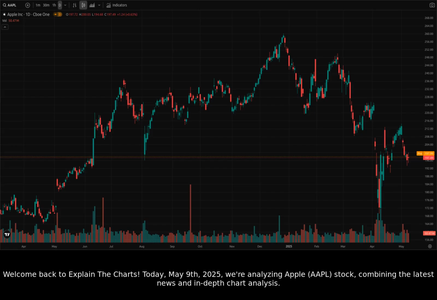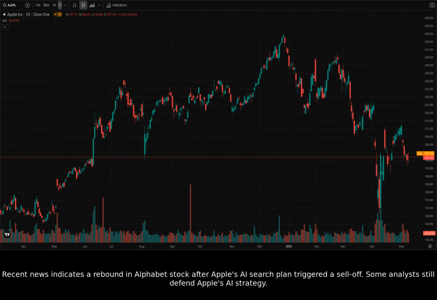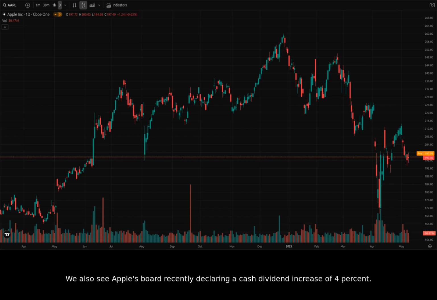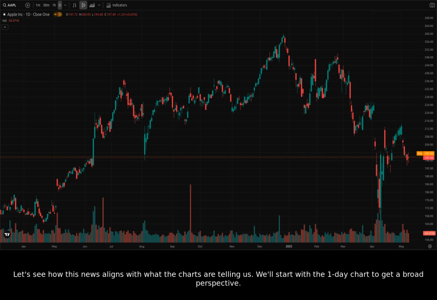Today, May 9th, 2025, we're analyzing Apple, AAPL, stock, combining the latest news and in-depth chart analysis. Recent news indicates a rebound in Alphabet stock after Apple's AI search plan triggered a sell-off. Some analysts still defend Apple's AI strategy. We also see Apple's board recently declaring a cash dividend increase of 4%. Let's see how this news aligns with what the charts are telling us.